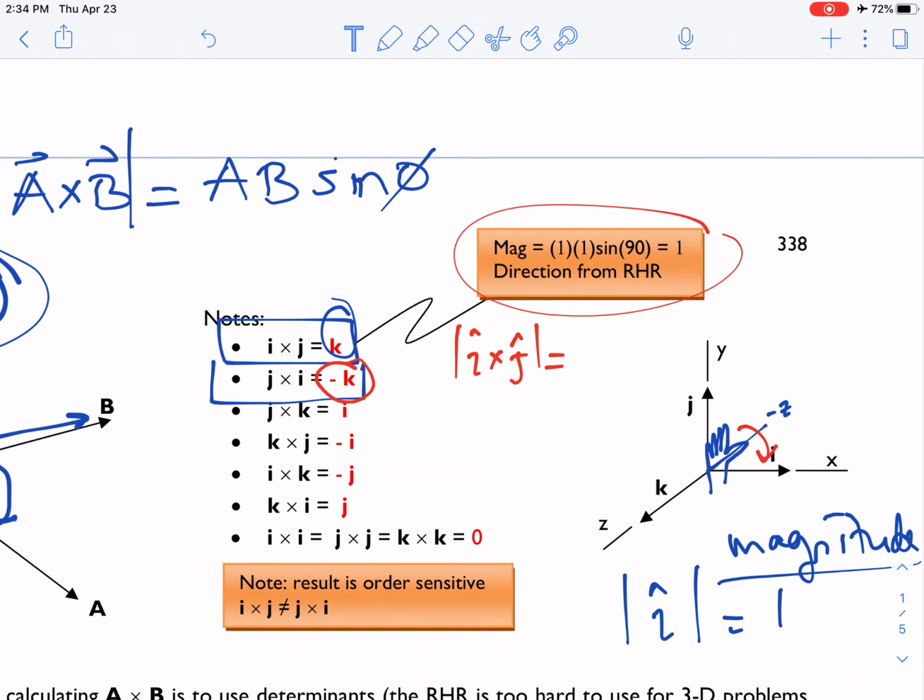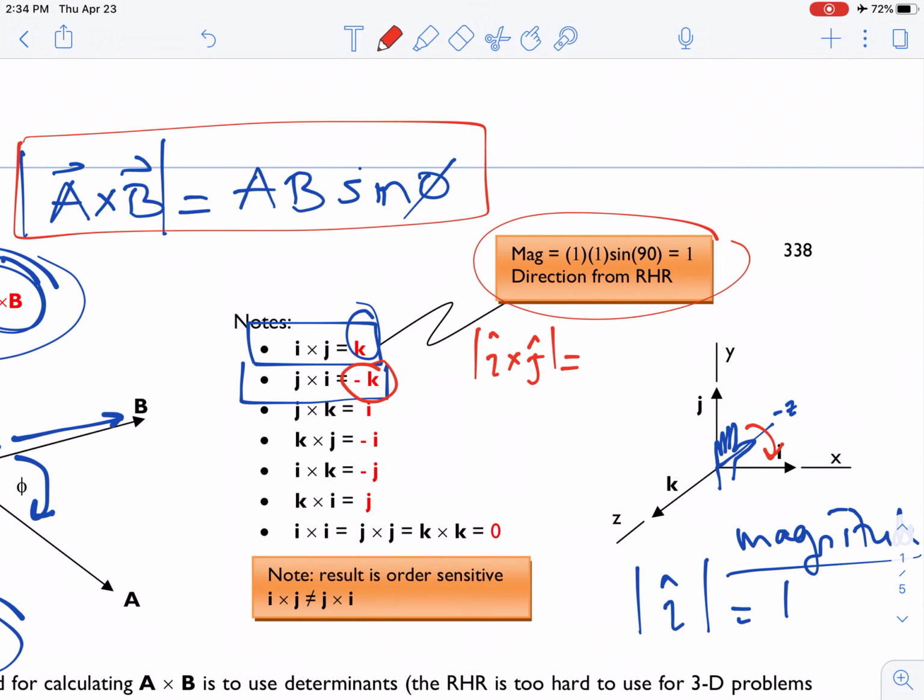Just like this format here, this was the magnitude of A cross B in general, where the vectors A and B are general vectors. So what is the magnitude of i? It's simply 1, right? Because it's a unit vector. And the second vector's magnitude, this j hat, also has a magnitude of 1. And the angle between them, i is along x direction, j is along y direction. The angle between them is 90 degrees, so it's going to be sine 90. And what is sine 90? It's simply 1. So that's why you're getting the magnitude of i cross j hat is 1.